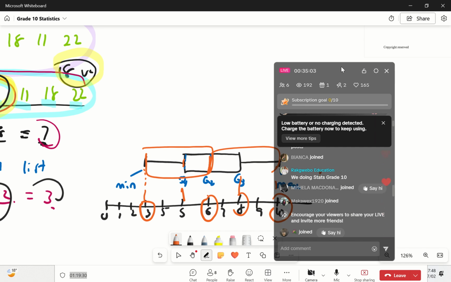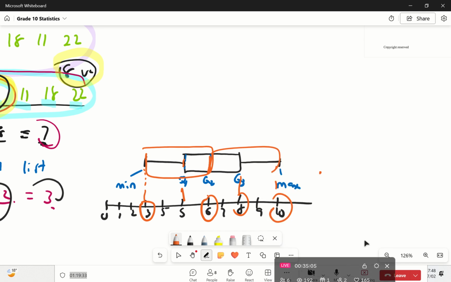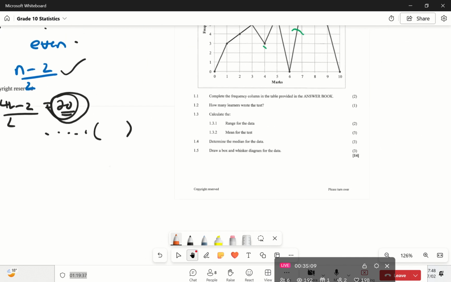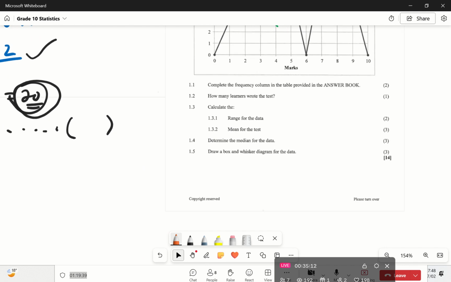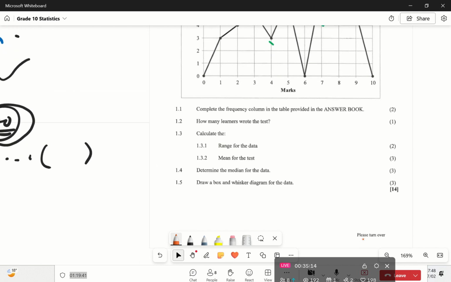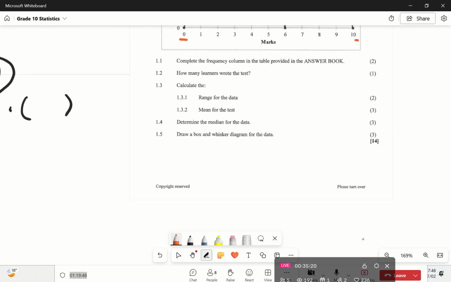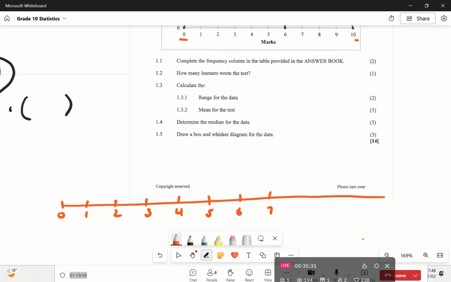Okay, let's now draw this so-called box and whisker diagram. First of all, you must look at your range or domain. Obviously, the marks we're talking about are from 0 to 10, so it's easy for you to just draw a number line like this: 0, 1, 2, 3, 4, 5, 6, 7, 8, 9, 10.